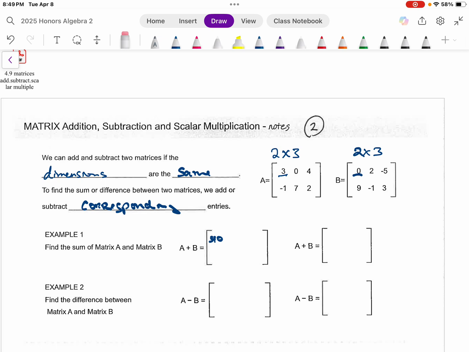So we'd have 3 plus 0. Then in the next spot, top row middle, would be 0 plus 2. And then we would do 4 plus a negative 5.